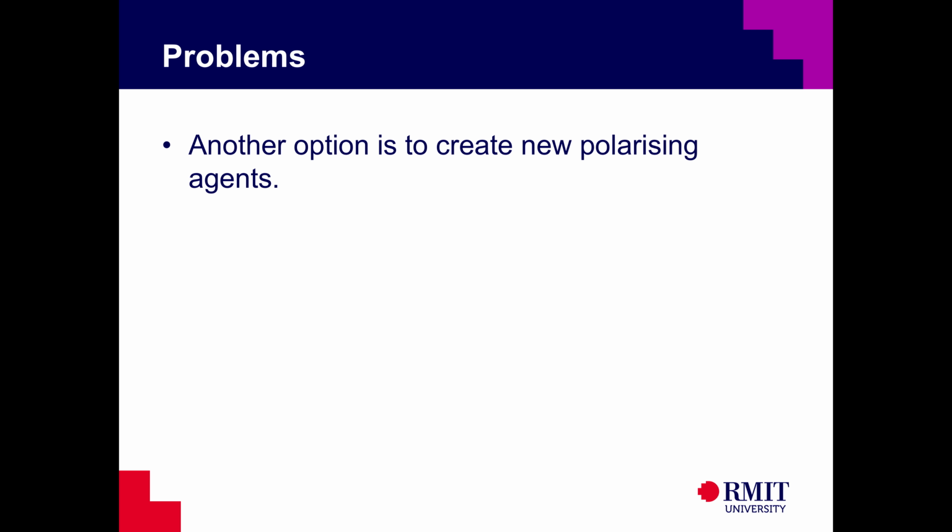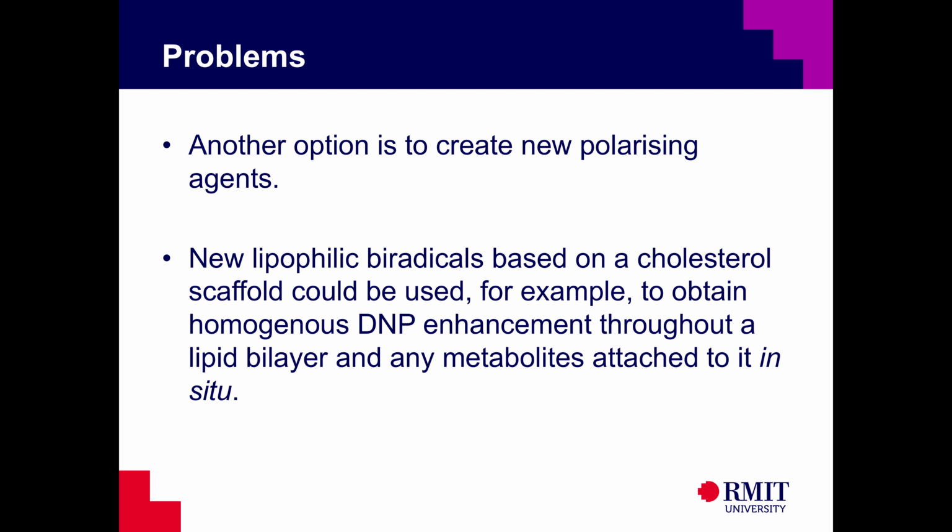Another option we have is to create new polarizing agents so we don't rely on the TOTAPOL. One example of this could be lipophilic bioradicals based on a cholesterol scaffold. So if you had these, you could implant them into the lipid bilayer, and then any metabolites attached to the lipid bilayer, so we talked earlier about lipid-bound metabolites, we could actually get a selective enhancement of those that were bound to the lipid bilayer and study things in situ.